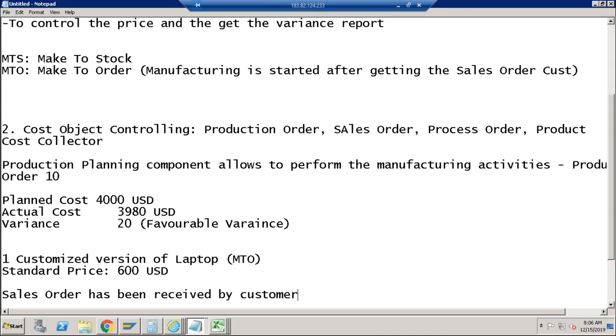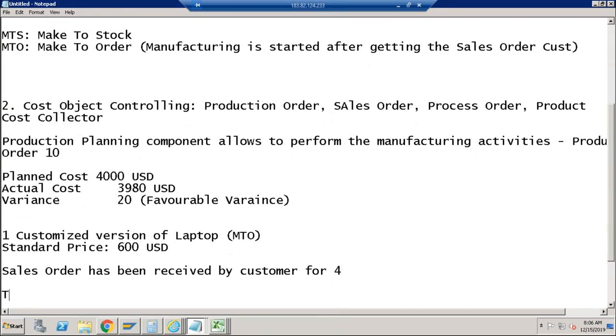Okay, so the customer has given me the sales order. At the time of sales order creation itself, the system will automatically perform the planned cost of this particular item. Let's say the sales order has been received for 4 quantity. So what will be my total planned price or planned cost for this sales order? As of now, I have still not created any production order. I just created the sales order.